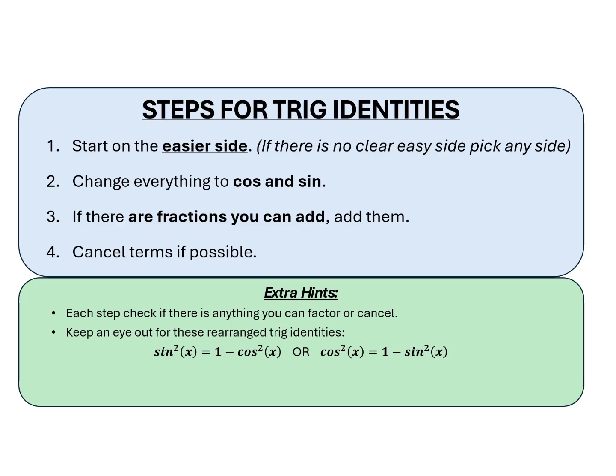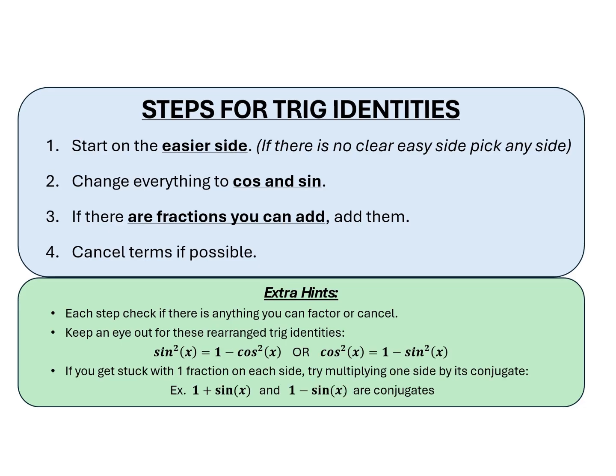And our last thing to keep an eye out for is that in a case where we're stuck with a fraction on each side, what we're going to want to try is multiplying one side by its conjugate. For example, if we have 1 plus sine x on the bottom, we're going to multiply the top and the bottom by 1 minus sine x, which is its conjugate. So let's get into some practice problems.